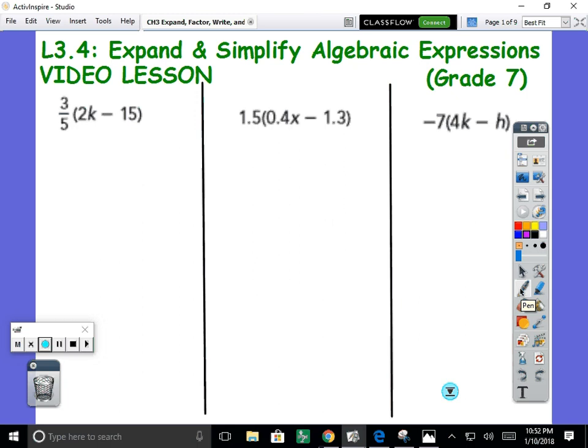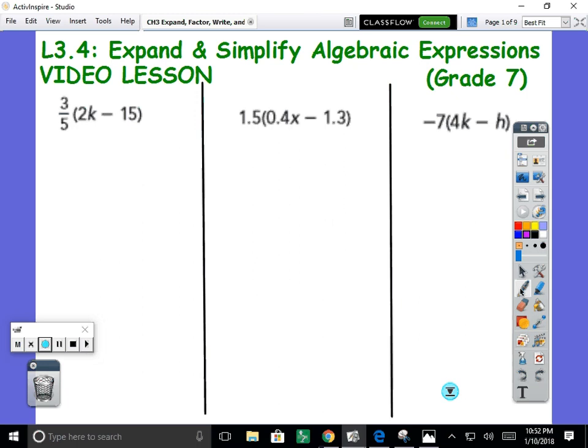Today we're going to videotape a couple of lessons for you. We're going to first look at lesson 3.4, which again comes from the 7th grade Math and Focus textbook. We are going to practice expanding expressions and then simplifying algebraic expressions after that expansion when needed.